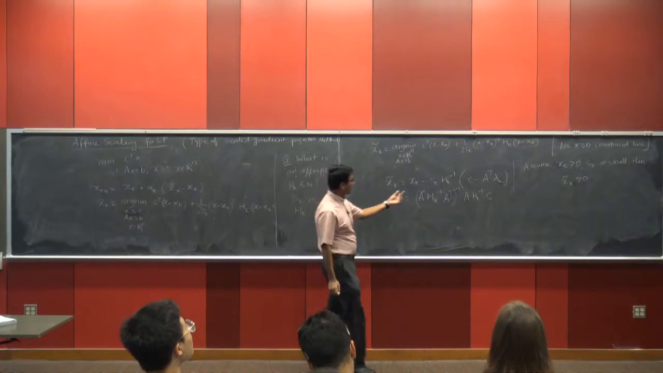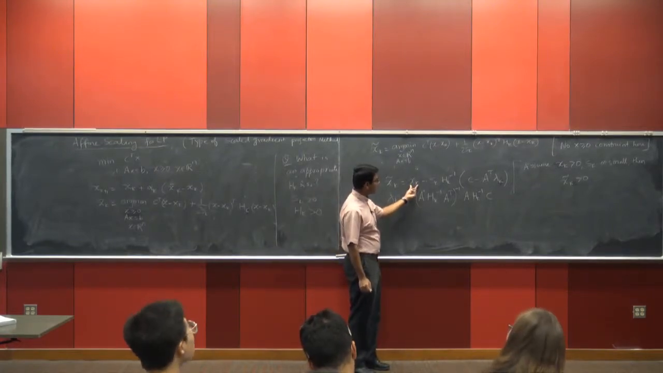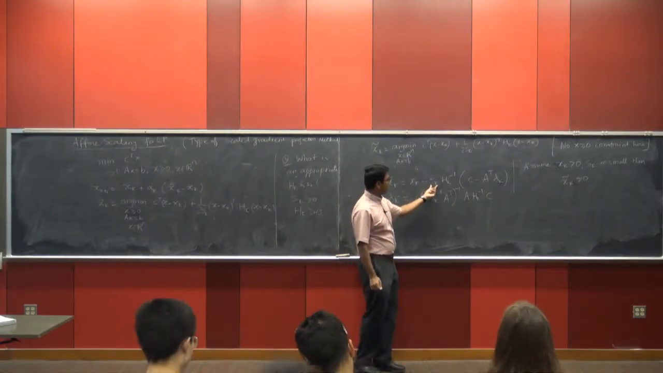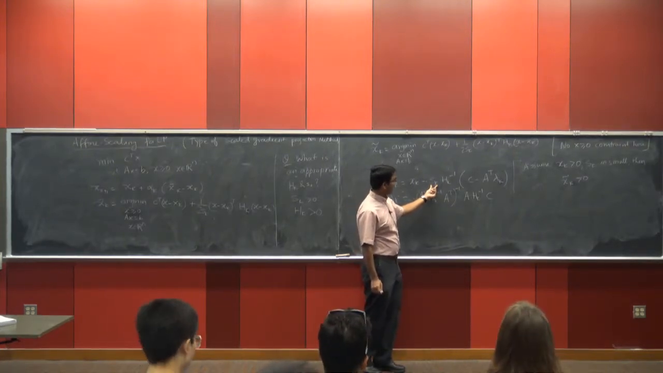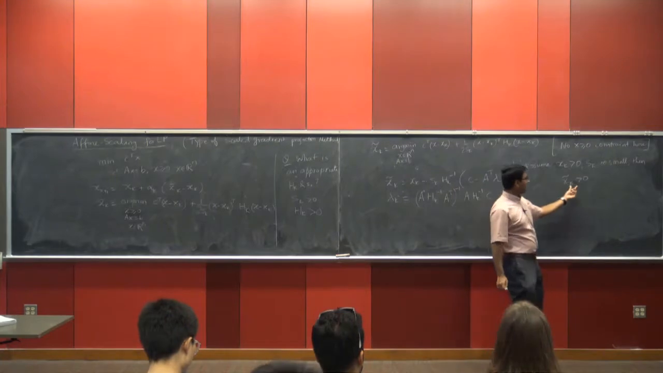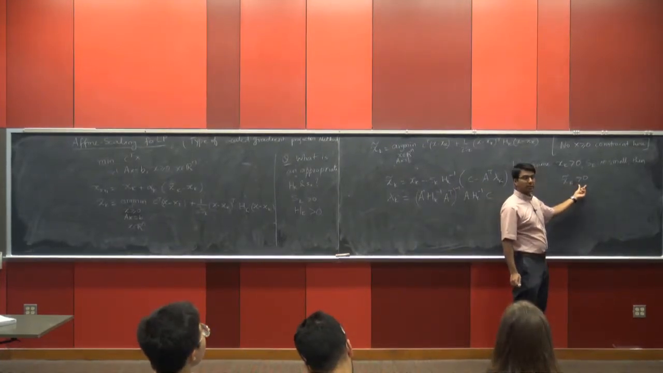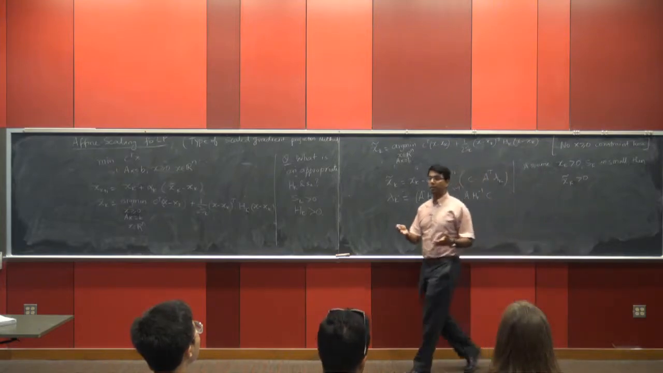So what am I doing? I know that this has strictly positive entries. I know that this is, by our choice, a very small number, right? What I'm claiming is that x tilde k will also be strictly positive. All the entries in x tilde k are going to be strictly positive numbers.